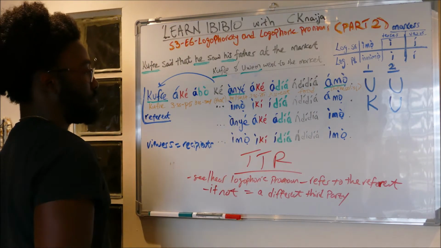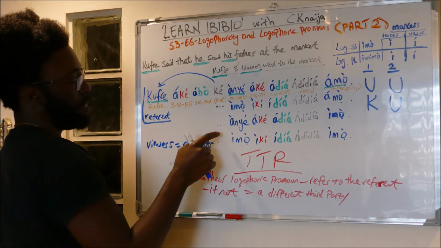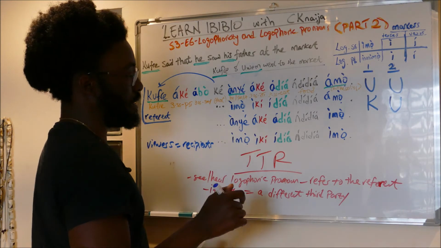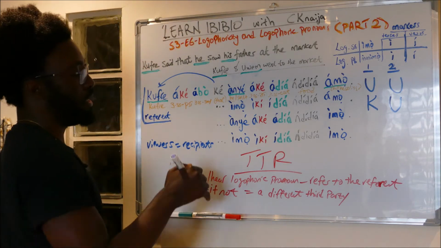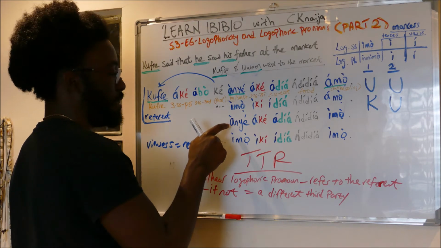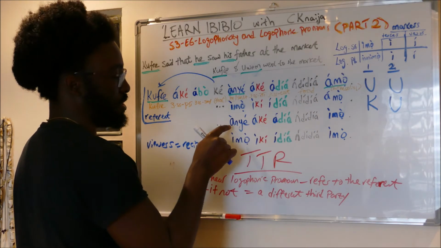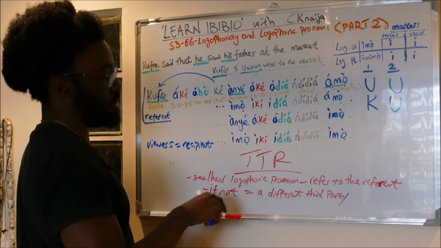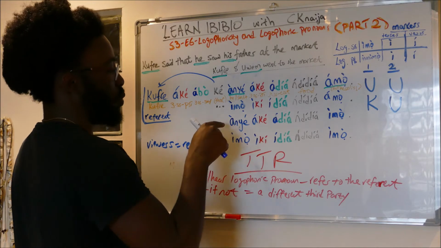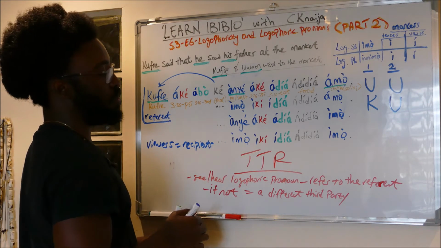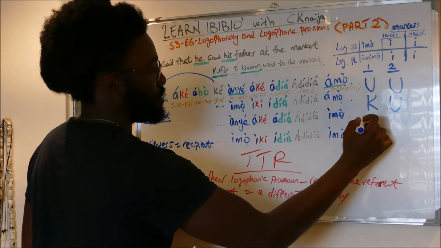The next one, Kufre keboke anye. Again, the first thing we notice, there is no logophoric pronoun here. There is no imo. It's just a normal third person, just a normal pronoun, anye. So we do not refer back to the referent. We know that this is talking about OM.